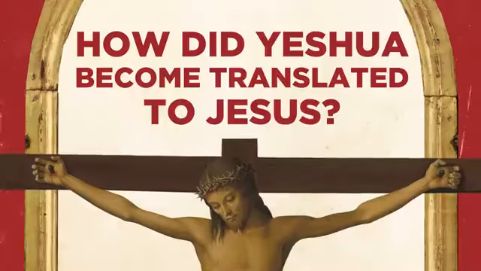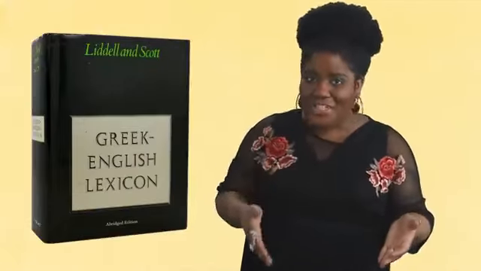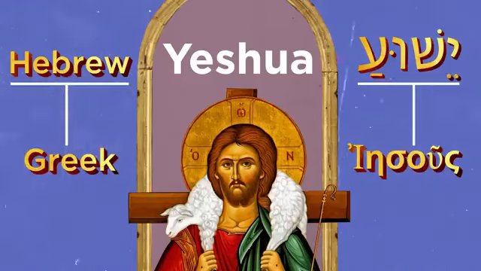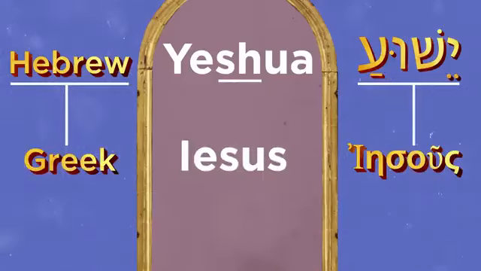So this leads us to our next question. How did Yeshua become translated to Jesus? In the text, a Greek-English lexicon compiled in the 19th century by Henry George Liddell, Robert Scott, and others, Yeshua was translated into ancient Greek as Jesus. And that's because the original authors of the New Testament were trying to convert the sound of the Hebrew name into Greek letters. But since they didn't have the letters or spelling to represent the sh sound in their language, they substituted an S sound in the middle, and that led them to Jesus.